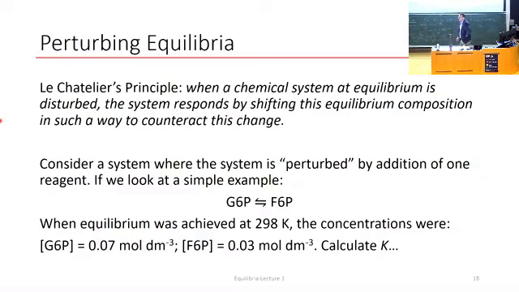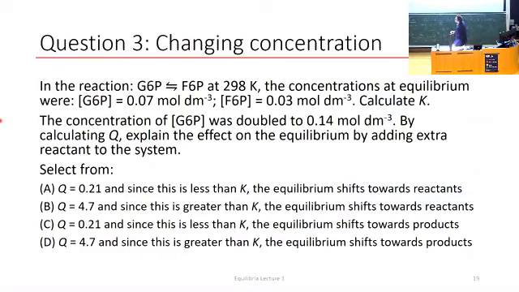So if we had our system before where we add in some reagent, so if we had our sample glucose to fructose, and excuse me, if we have equilibrium concentrations such as these, we can easily calculate K. So if we calculate K, it'll be 0.03 divided by 0.07, which hopefully gives us the 0.43 we had on the previous slide. And then we change it. We've changed it so that we double the concentration of glucose 6-phosphate.